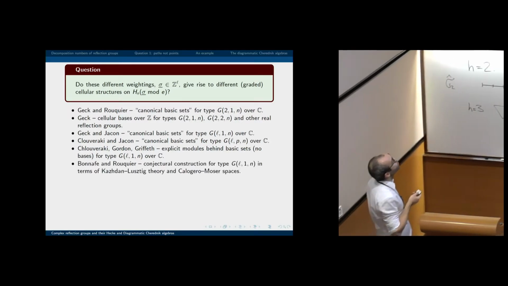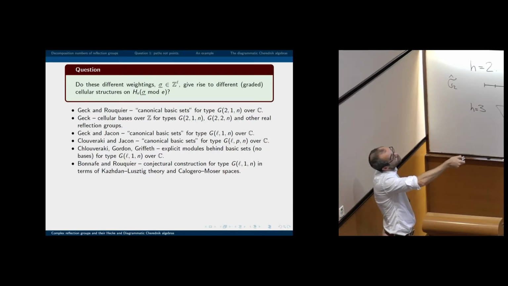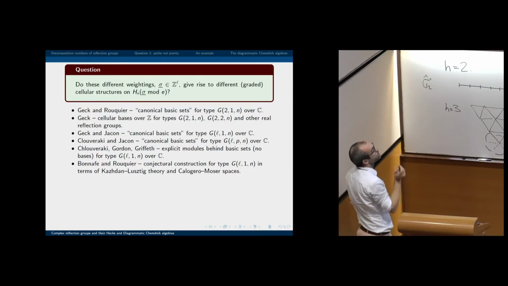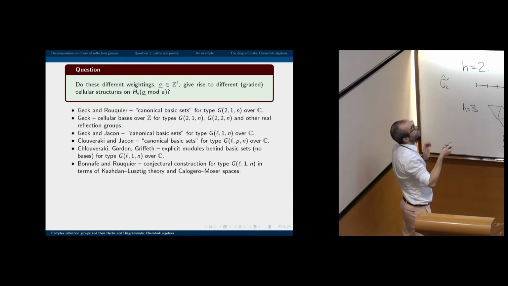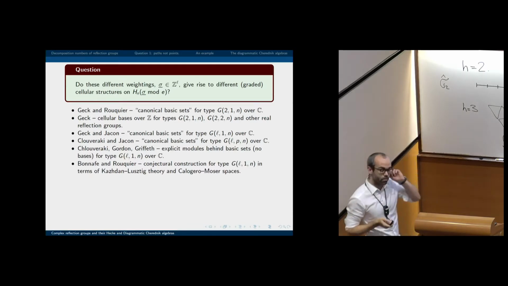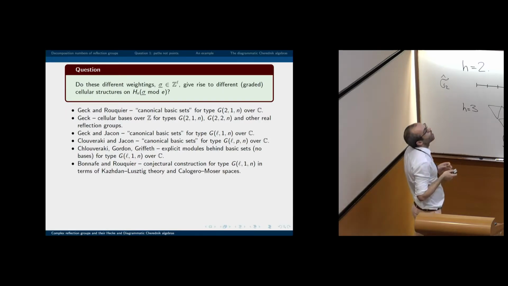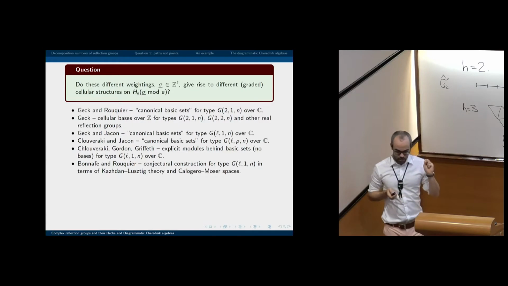And then more recently, Bonnafé and Rouquier have come up with a conjectural way of doing this, which I know nothing about, so don't ask me, in terms of the Kazhdan–Lusztig theory of, I can't even say this, Calogero–Moser spaces. They are interested in Kazhdan–Lusztig bases, which are a different flavor. You can't grade them, but obviously everyone knows that they have other merits. And they're trying to do this over Z.